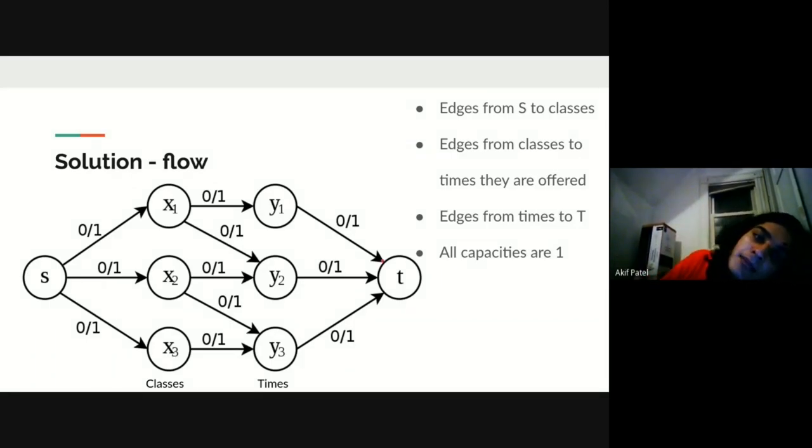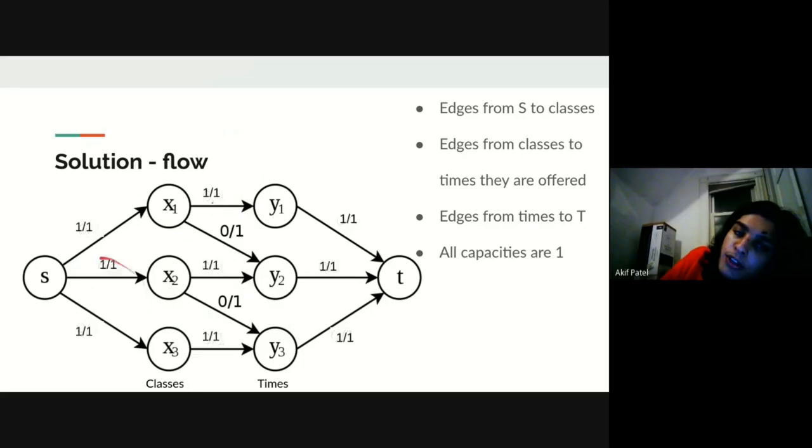And finally, these edges apply the actual constraints from the original problem of which classes go in which time slots. You can only take this class in this time slot; pushing the flow through that edge indicates you taking this class at this time slot. And so all the constraints are satisfied when you have your max flow. Does that make sense?